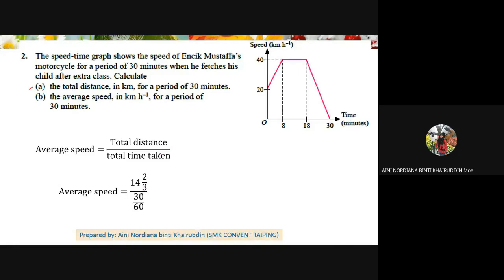Kena tukar kepada jam, hour, because question ask you to give the answer in kilometer per hour. Yang ni pun kena alert. Then answer 29/1/3 or 29.33 kilometer per hour.